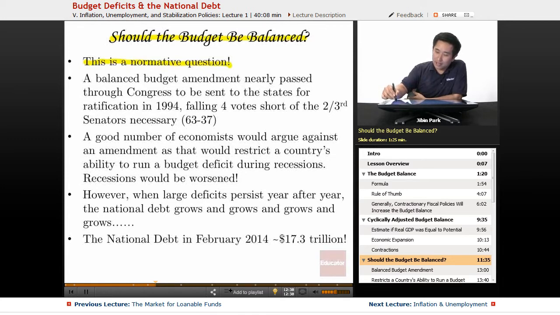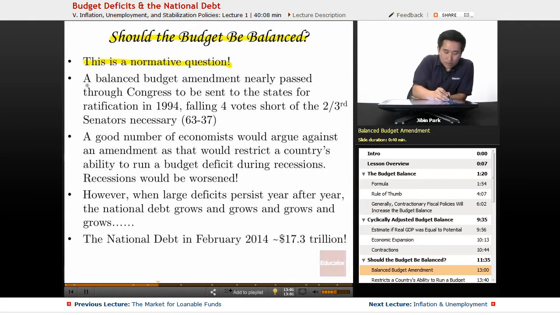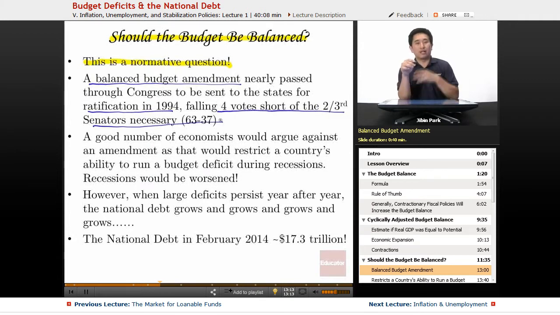Now, in the United States, there's been some movement, particularly within the Republican Party, most notably in 2010, with the emergence of the Tea Party. There's been a lot of clamoring for balancing the budget, but even before that, a lot of conservative Republicans thought it'd be a good idea. Actually, a balanced budget amendment nearly passed through Congress to be sent to the states for ratification in 1994, but it fell 4 votes short of the 2/3 of senators necessary.